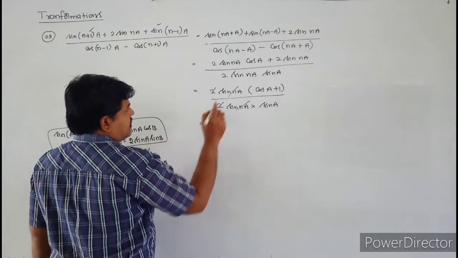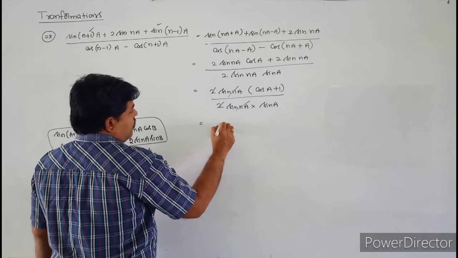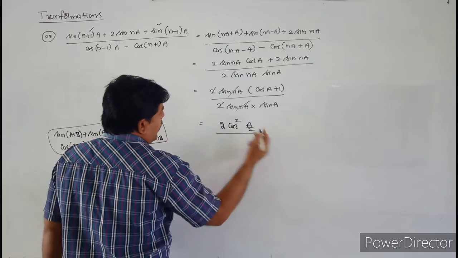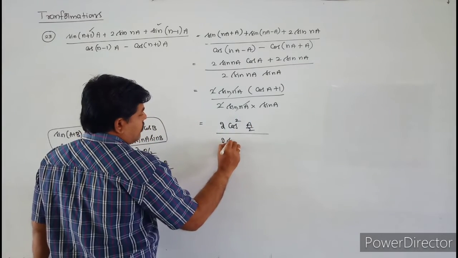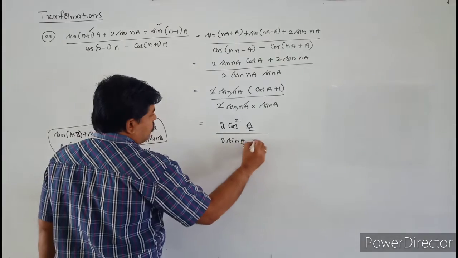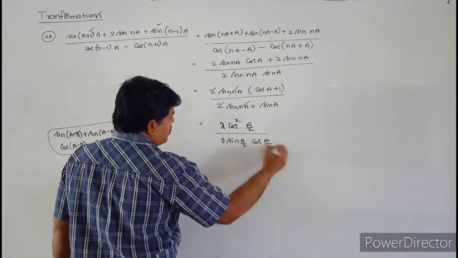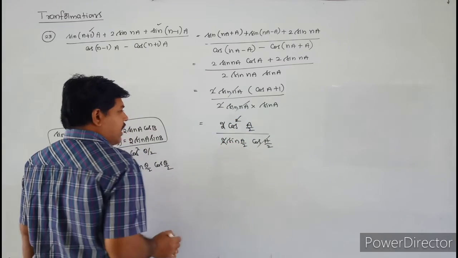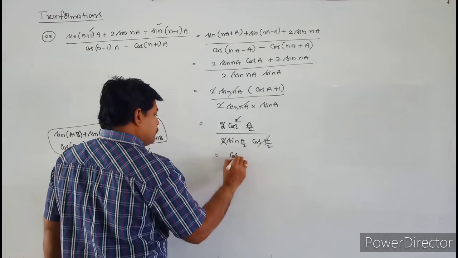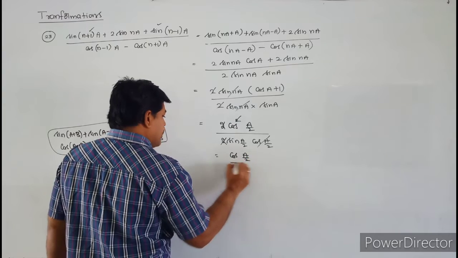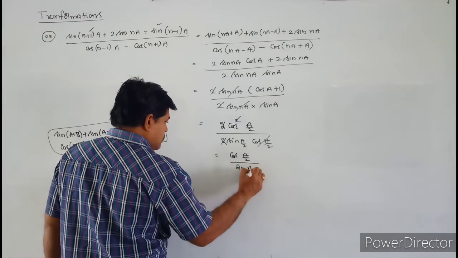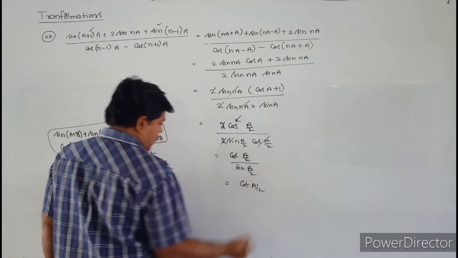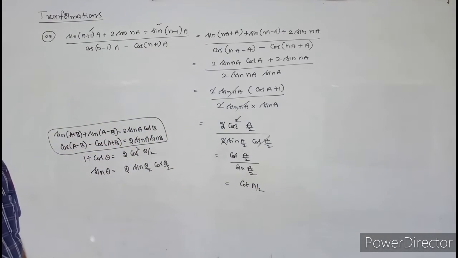What is the condition? 1 plus cos theta you can write as 2 cos square A by 2, by sin A, which you can write as 2 sin A by 2 into cos A by 2. So 2 will be cancelled, and the square and the cos will be cancelled. It will become cos A by 2 by sin A by 2. So it will become cot A by 2.